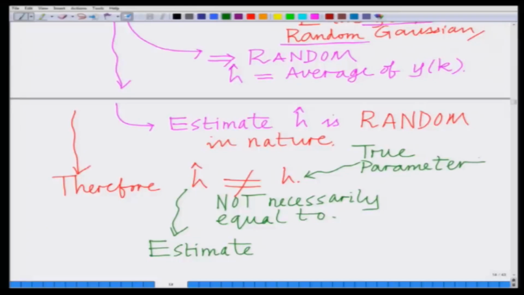So, we have the estimate h hat, which is derived from the observations, and then we have the true parameter, that is the original parameter h, which is unknown and which we are trying to measure. What we are saying is h hat is random. Therefore, it is not necessary that h hat is actually equal to h.